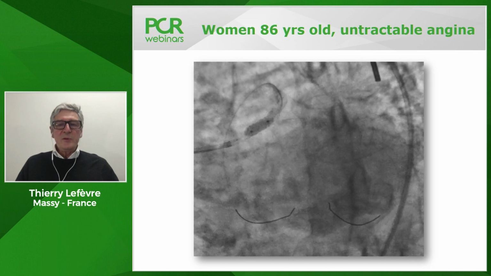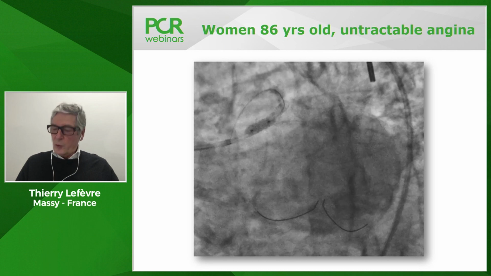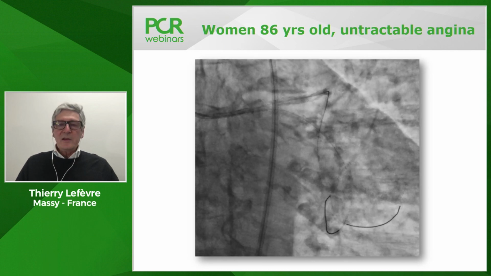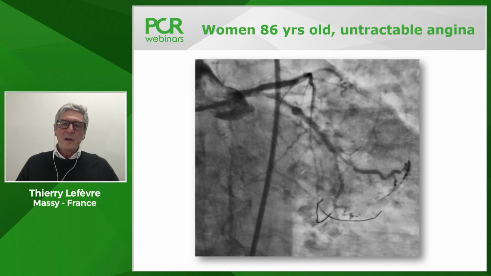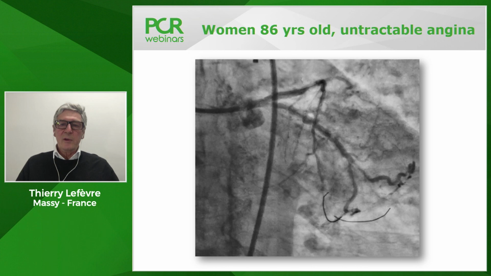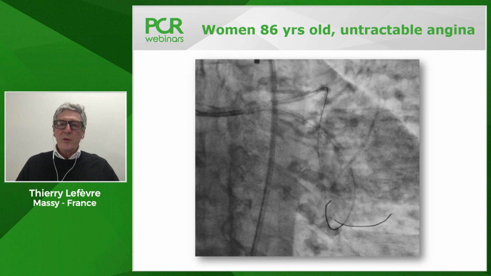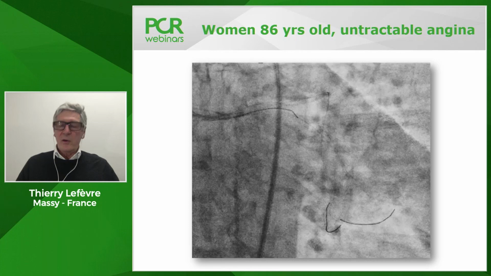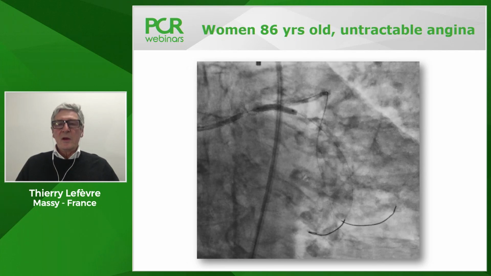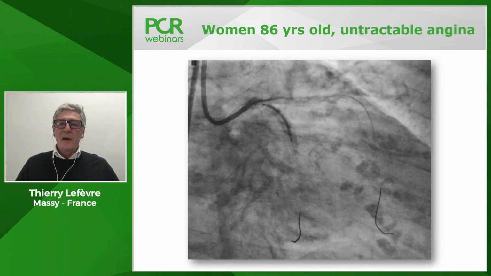Then we do a proximal optimization technique with a 4.0 balloon. And after that, you can see the result. So left main now is bigger than it was at the beginning. The LAD is okay. And then we went through the distal strut. Okay, so you see the wire going into the distal strut, and then exchange wires, open the strut toward the circ, and stent.